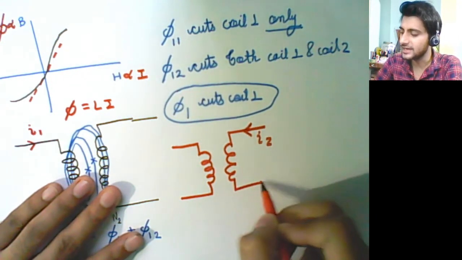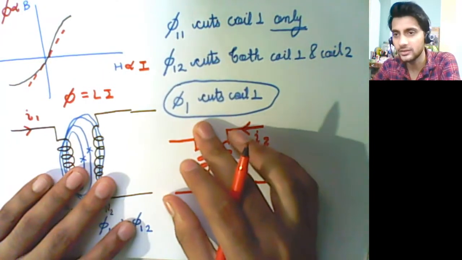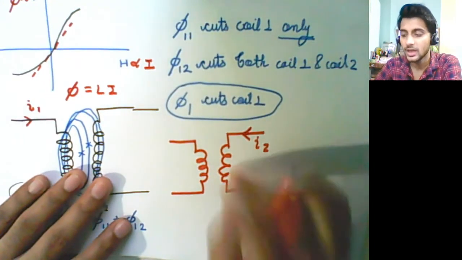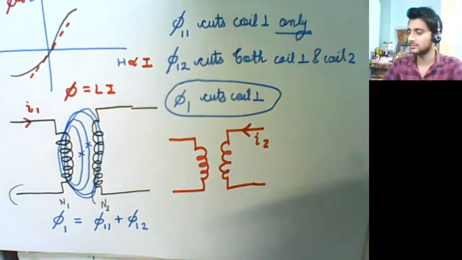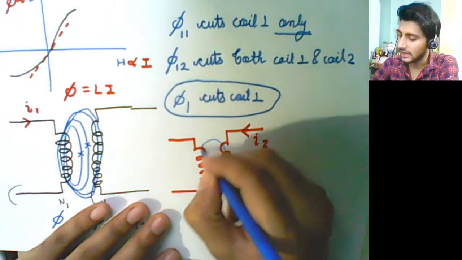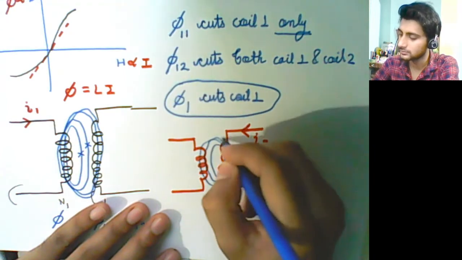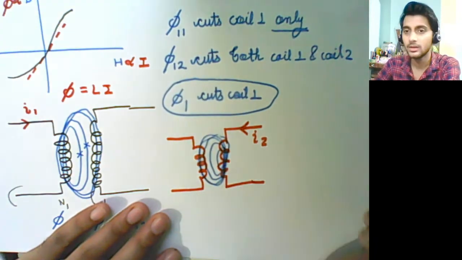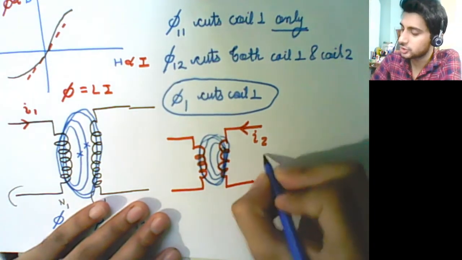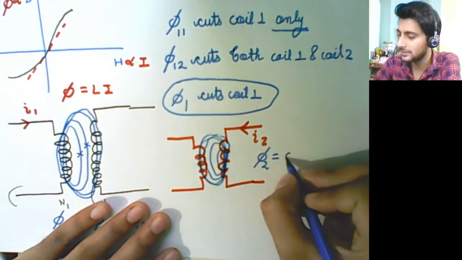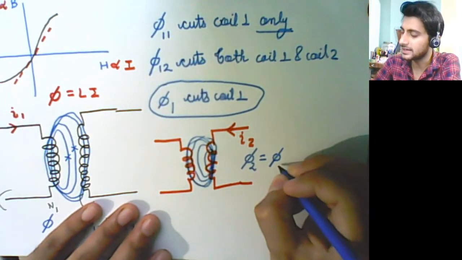So now you have I2 flowing. We are not considering the effect of I1 now. We are saying that I2 is flowing through the coil 2. And in this case, you see that there would be an EMF induced, and I can call that total flux phi 2. And you know that total flux phi 2 will comprise two parts.